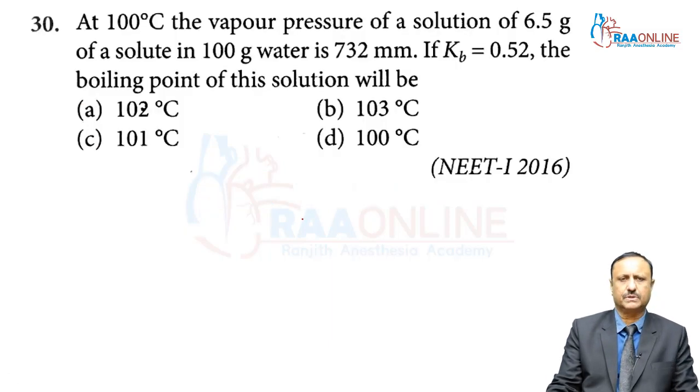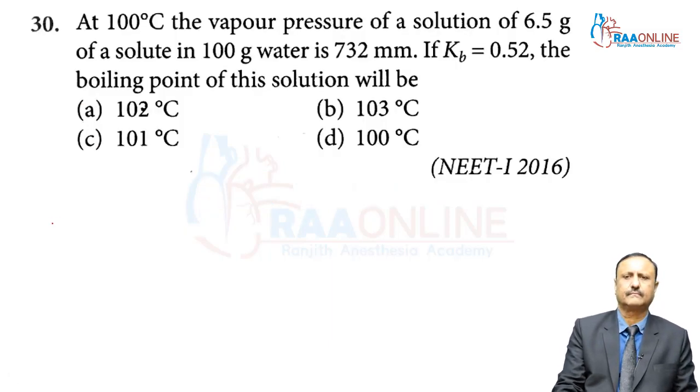Now we can go to question number 30. Here we can see at 100 degrees Celsius, the vapor pressure of the solution of 6.5 gram of a solute in 100 gram water is 732 millimeter. If Kb is equal to 0.52, the boiling point of this solution will be? Here my dear students, we can apply the formula. And what is the formula? That is P0 minus Ps upon P0 equal to N2 upon N1.